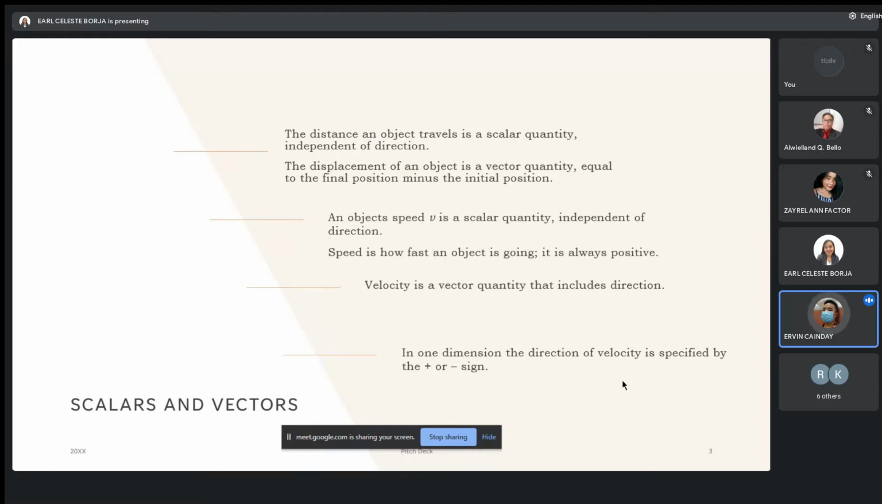While a vector is the displacement of an object, equal to the final position minus the initial position. It is velocity that includes direction. In one dimension, the direction of velocity is specified by the positive and negative sign. The formula is v average equals change in displacement over change in t. So the difference between the two is that scalars are more on distance, speed, mass, temperature, while vectors are displacement, velocity, force, and acceleration.